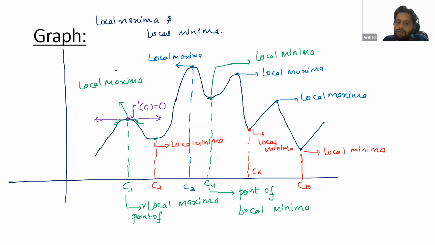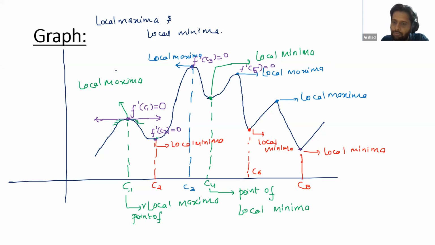Similarly, this one, f dash C2, what is this? Again, 0. Similarly, if you see this one, f dash C3, this is also 0. This one also 0. What is this? This I will write as C5. This is 0.